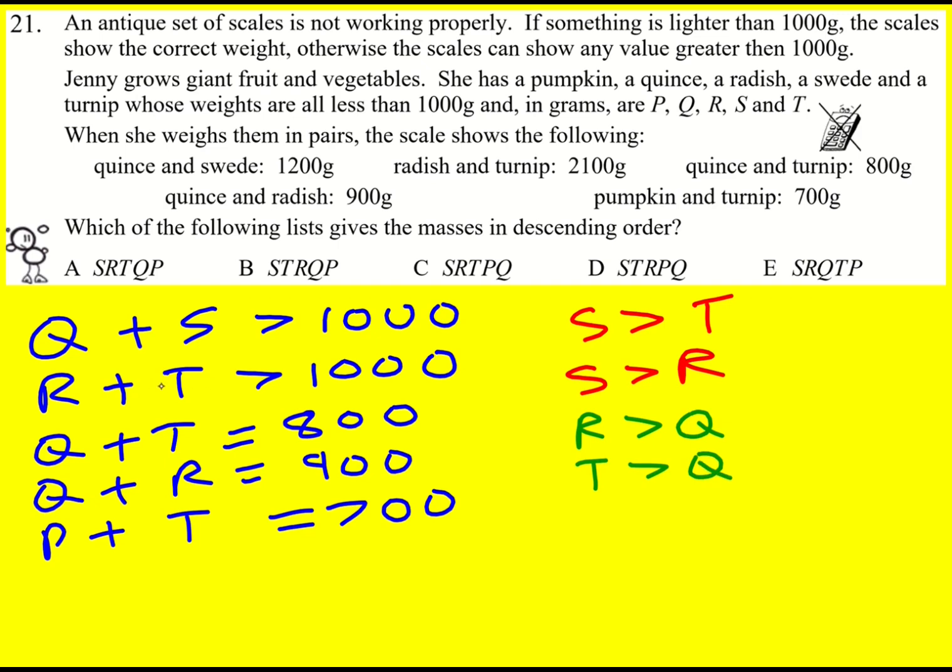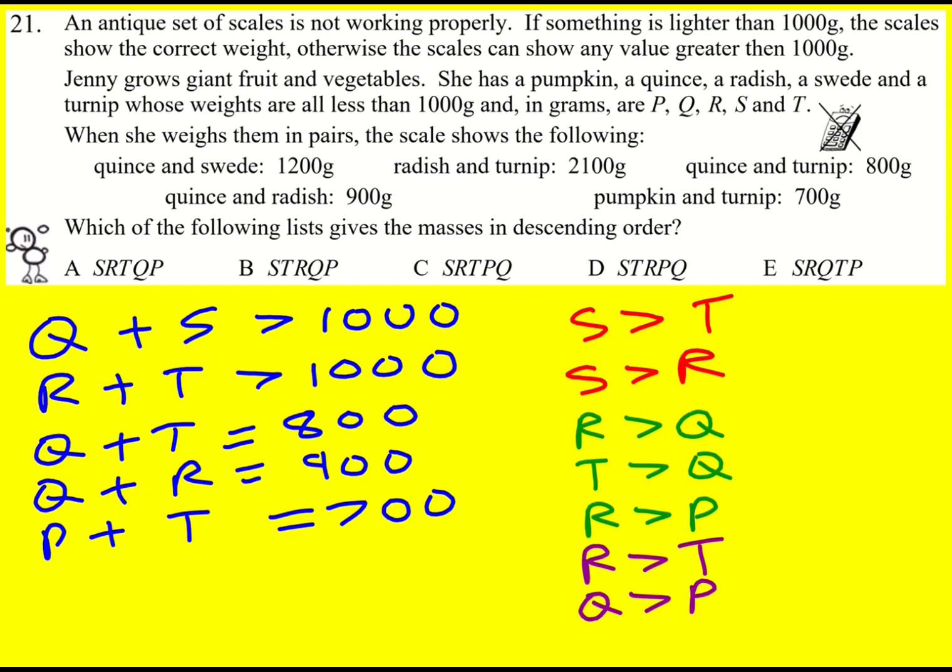And then R plus T greater than 1,000, P plus T is greater than 1,000, so it must be that R is greater than P. Okay, Q plus T is 800, Q plus R is 900. That means that R is greater than T. And then comparing it with this one, I can see that Q is greater than P. And then finally, the last one, there's no common terms.